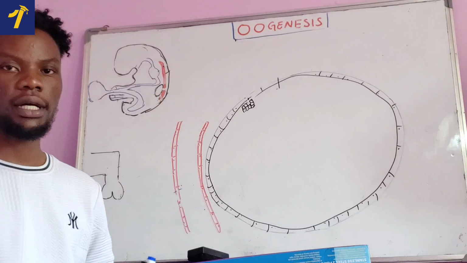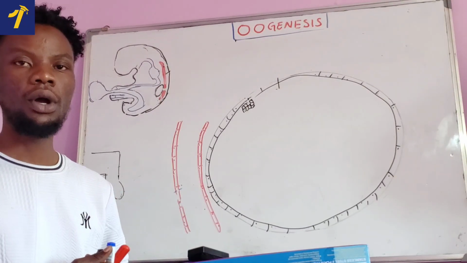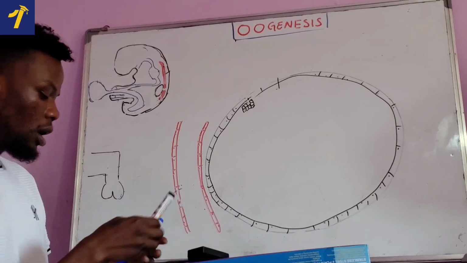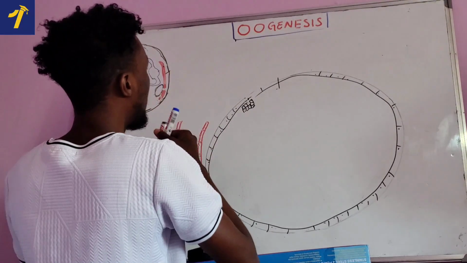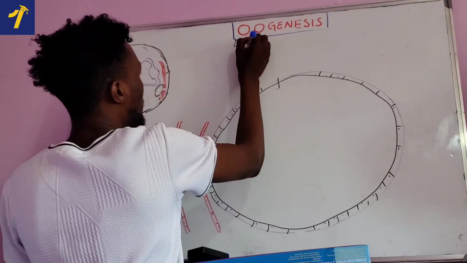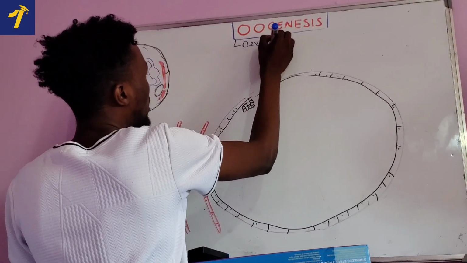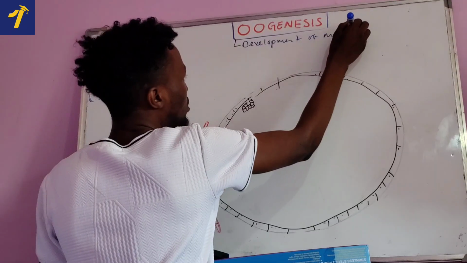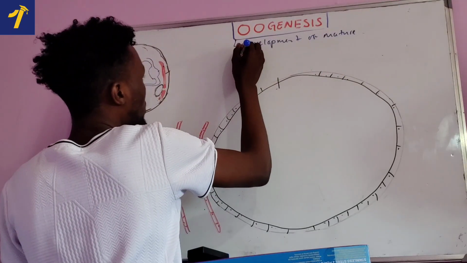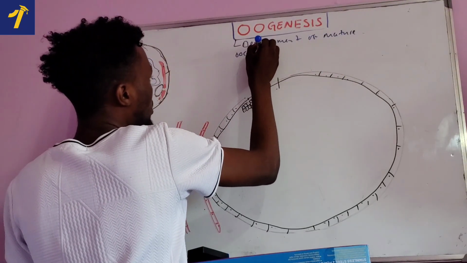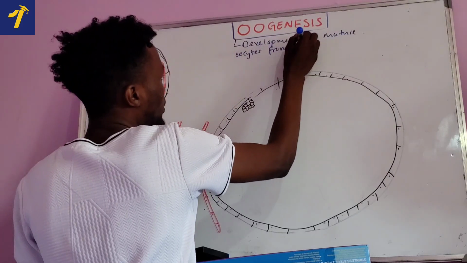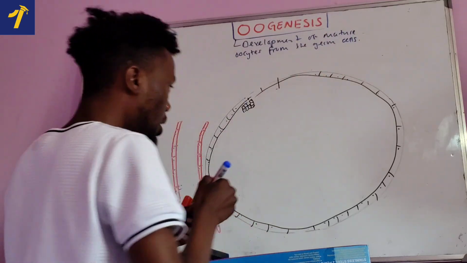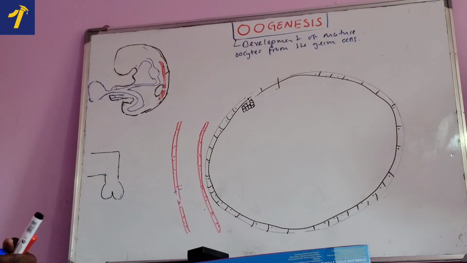Now, what is this Oogenesis that we're talking about here? Oogenesis simply means the development of the mature oocyte from the germ cells. So we're saying oogenesis basically is just the development of mature oocytes from the germ cells. Okay, mature oocyte from the germ cells.